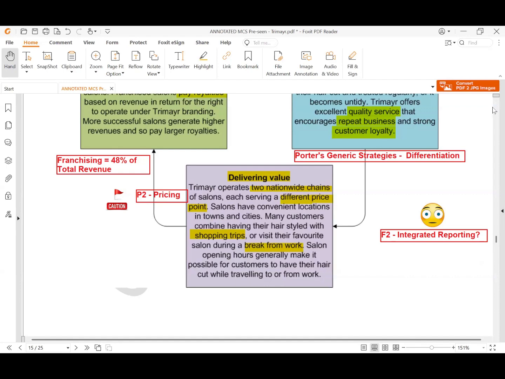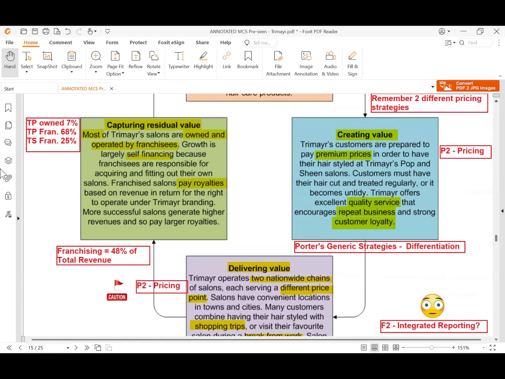Okay, now let's go up to the area of capturing residual value.